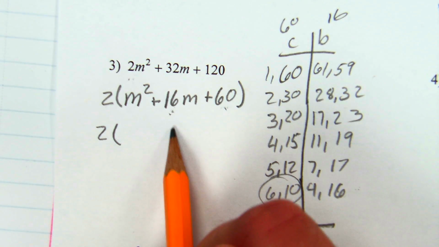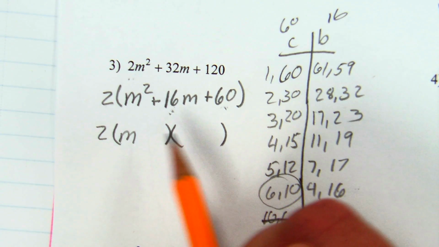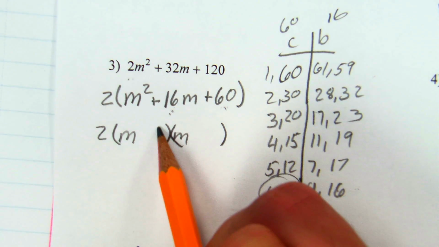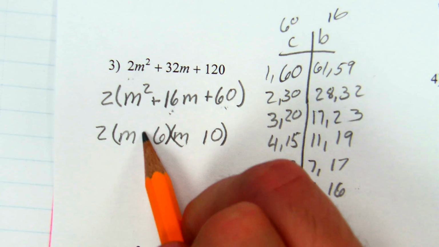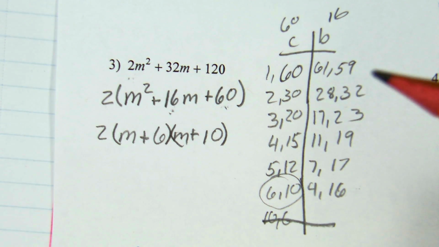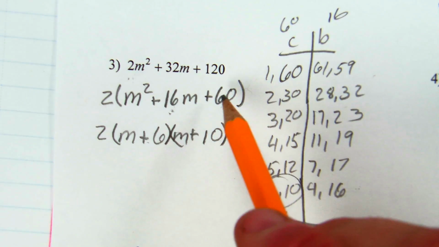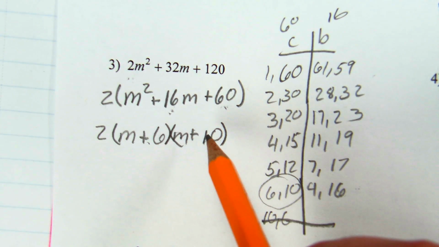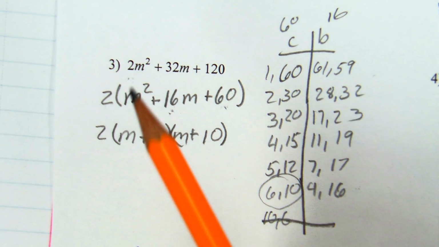I put two open sets of parentheses. I'm going to put an m in the first and an m in the next, and a 6 and a 10. So they both need to be positive, because, again, they got to multiply to form C, combine to make B. So 6 times 10 gives me 60. Positive 6 plus positive 10 gives me 16. So I know that this is factored correctly.